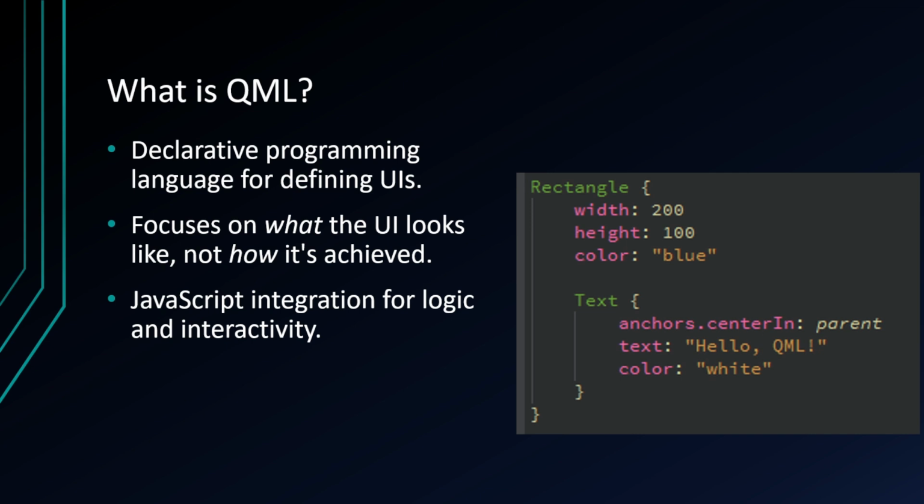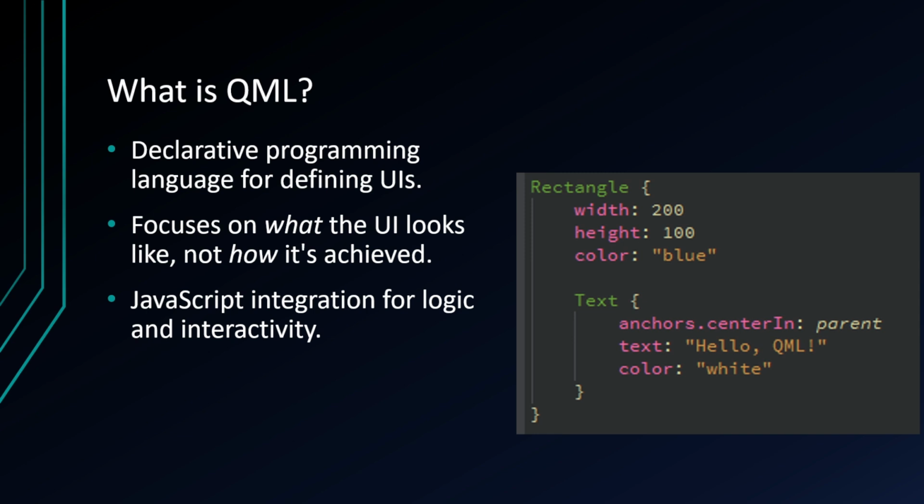What is QML? QML, by the way, means Qt Modeling Language. It's a declarative programming language designed to define user interfaces. Declarative means that it focuses on the goal, in this case describing what the UI should look like and how it behaves, rather than how the goal should be achieved. JavaScript is a subset of the language, so you can add logic and interactivity to your QML components. If you're familiar with JS, there won't be any problems with starting to write QML code.